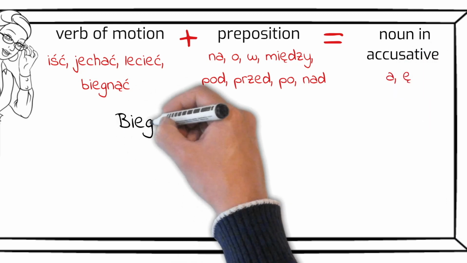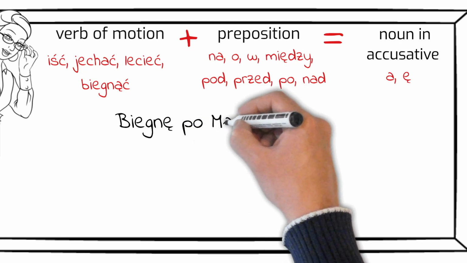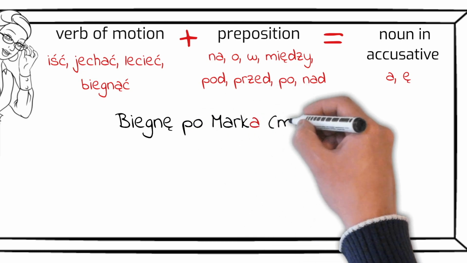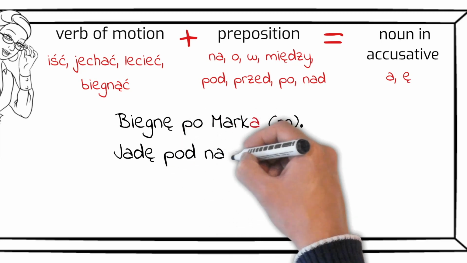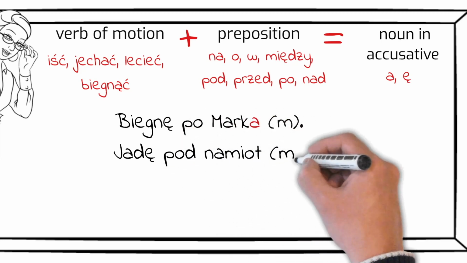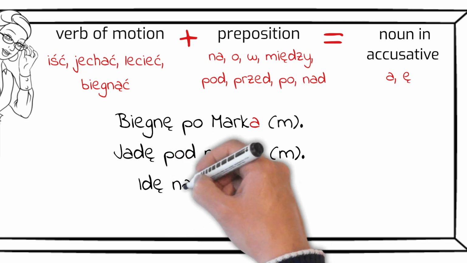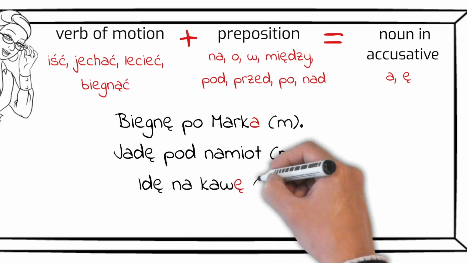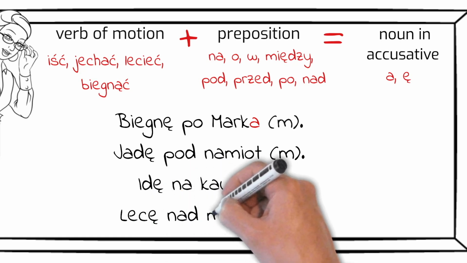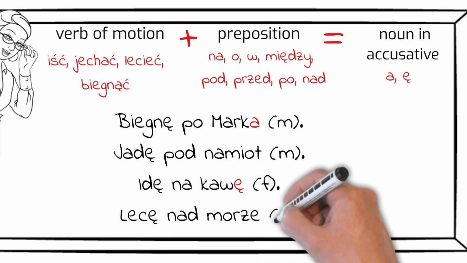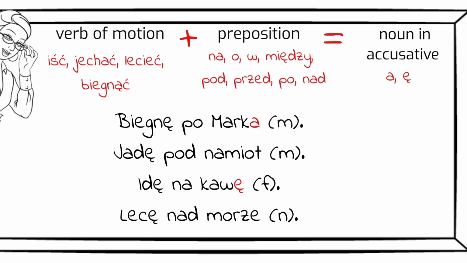and see some examples. Biegnę po Marka. Jadę pod namiot. Idę na kawę. Lecę nad morze. So we can clearly see the accusative endings being applied in these sentences after the verbs and prepositions of motion.